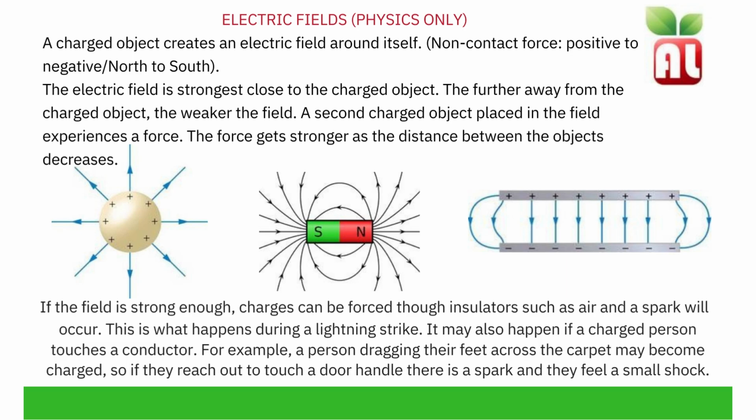If the field is strong enough, charges can be forced through insulators such as air, and a spark will occur. This is what happens during a lightning strike. It may also happen if a charged person touches a conductor. For example, a person dragging their feet across the carpet may become charged. So if they reach out to touch a door handle, there is a spark and they feel a small shock.